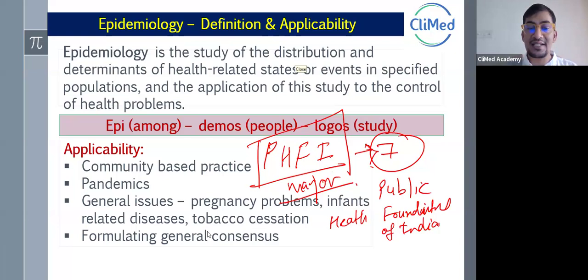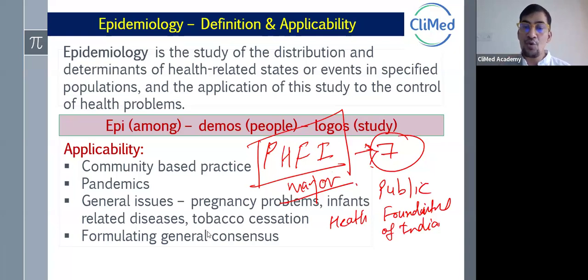NCDC is an institute under ICMR and PHFI. PHFI is an autonomous institute, like ICMR, an autonomous organization of the Government of India. It deals with all public health and epidemiological studies.